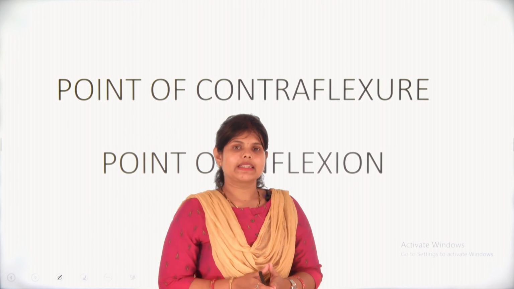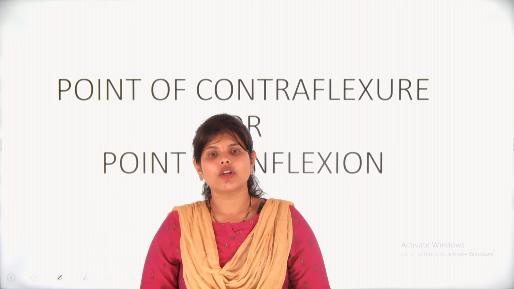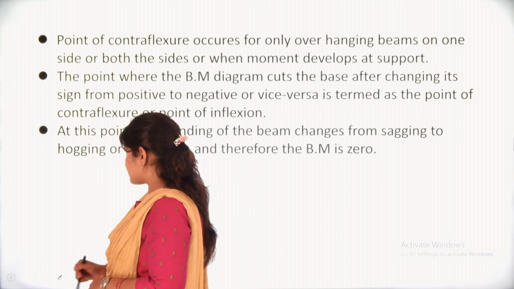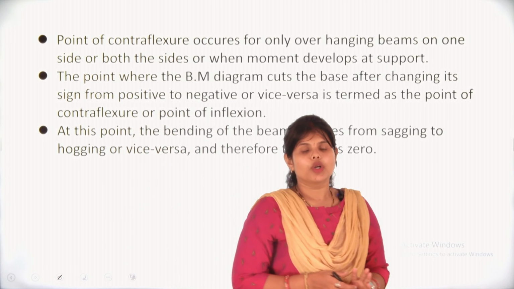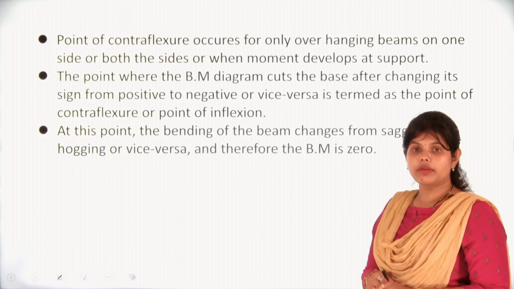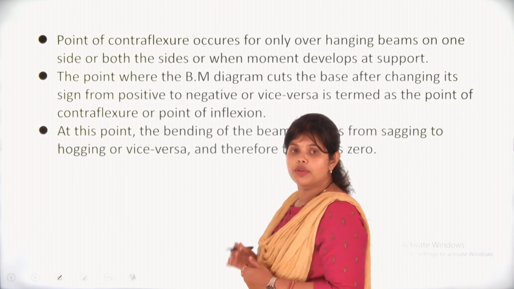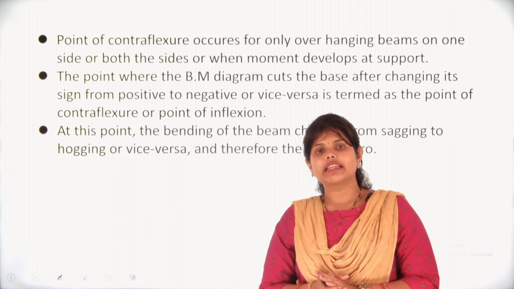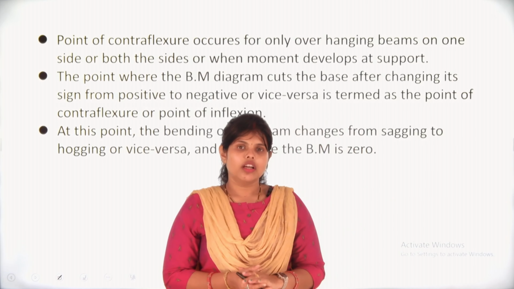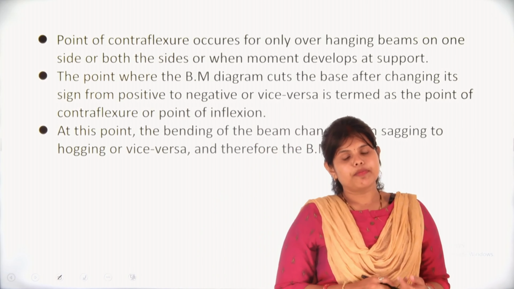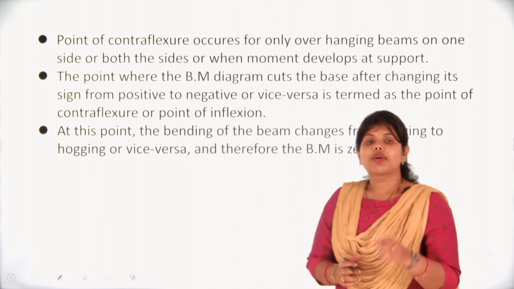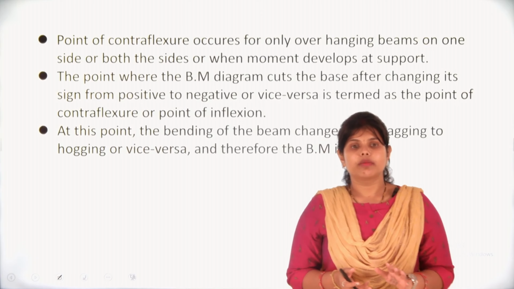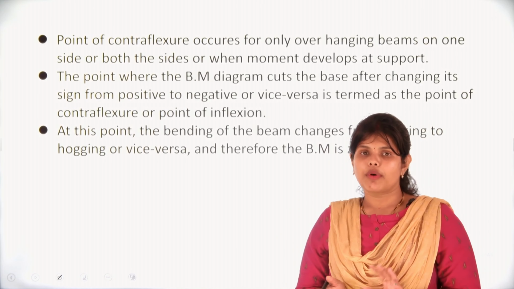So today in this class we will discuss point of contraflexure or point of inflection. Point of contraflexure generally occurs in the case of an overhanging beam. In an overhanging beam, the supports will have moment. So at the end of the support we will have moment, and in that case point of contraflexure or inflection will occur. The second thing is, if the bending moment changes its sign from positive to negative or negative to positive, then that will be termed as point of contraflexure or point of inflection.